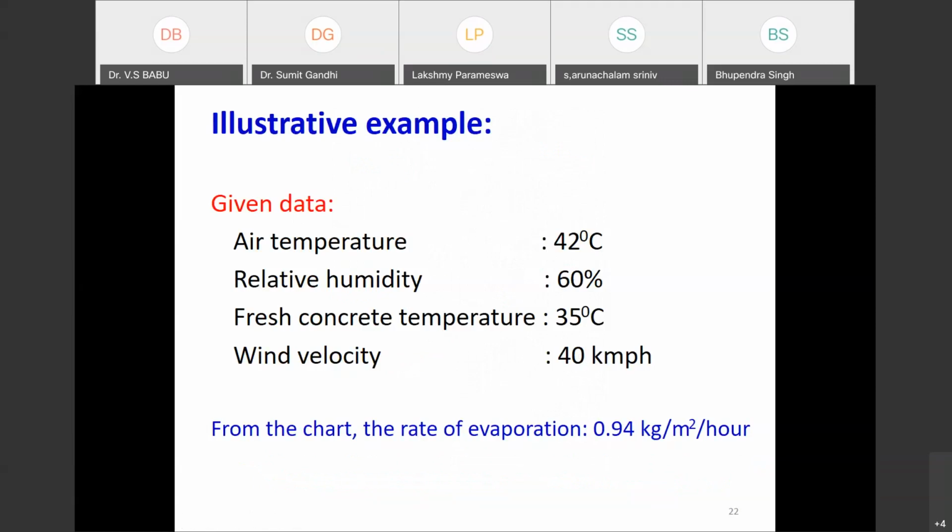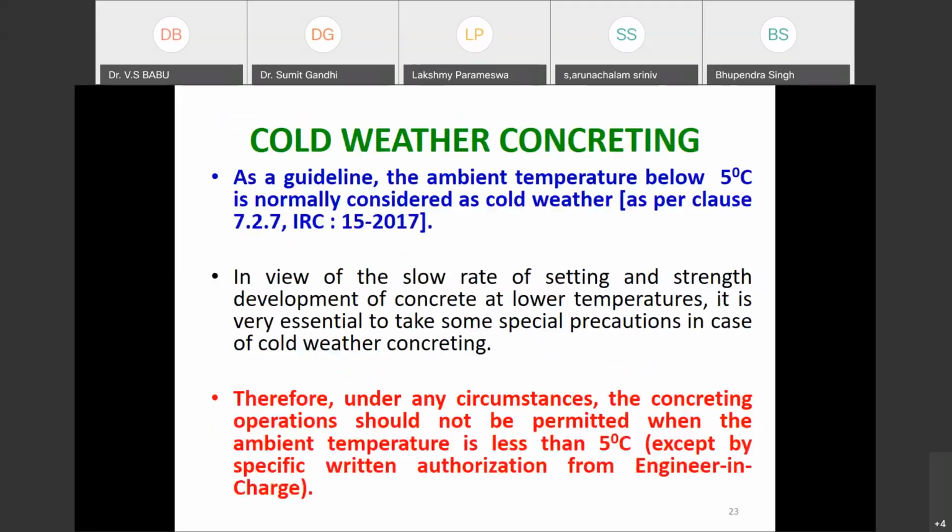At that time, if your rate of evaporation is less than 1 kg per square meter per hour, the code says that no remedial measures are required. You can go for the concreting directly. But if your value is more than 1 kg per square meter per hour, then the remedial measures I mentioned will come into picture.